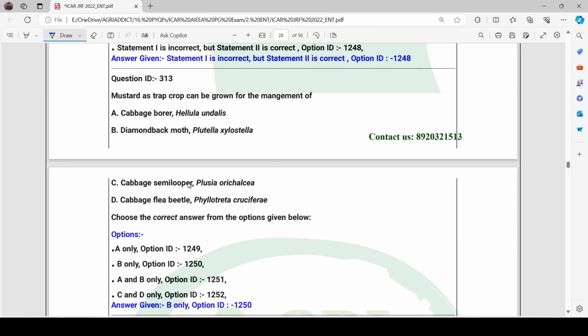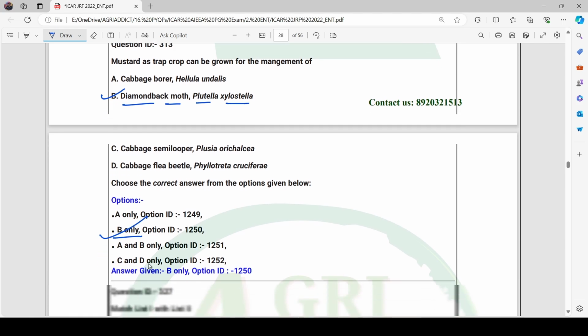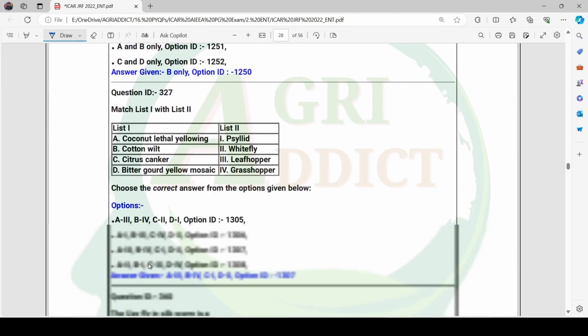Mustard as a trap crop can be grown for the management of. It is mainly grown as a trap crop for the management of diamondback moth, that is Plutella xylostella, not the others. So B only, that is diamondback moth or DBM, is the correct answer.